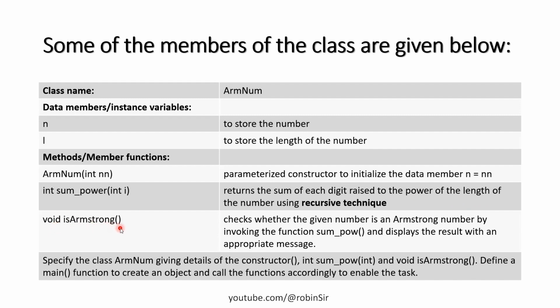And isArmstrong is another function that will check and display whether the given number is an Armstrong number or not. We also need to define a main function to create an object and call the functions accordingly to enable the task. So that's the question. Let's start solving the program.